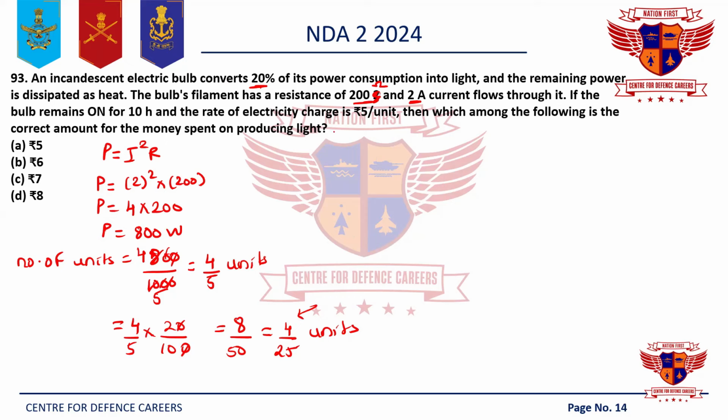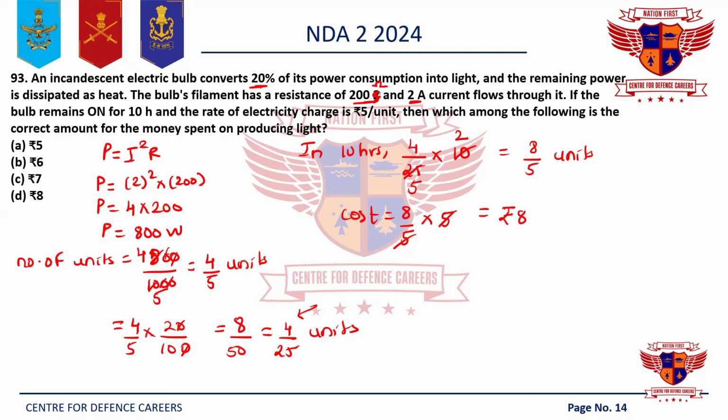Now the bulbs run for 10 hours. Okay. So in 10 hours, how much unit is consumed? So we can write this as 5 and this can become 2. So we get 8 by 5 units consumed in 10 hours. So in 10 hours, the electric bulb consumes 8 by 5 units. Okay. So let's calculate the cost. The cost will be units consumed, that is 8 by 5, multiplied by the cost per unit, that is 5. We can cancel each other out. We get 8 rupees. So the correct answer will be option D.